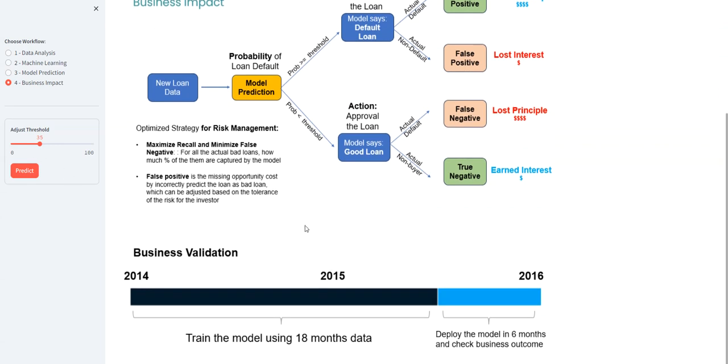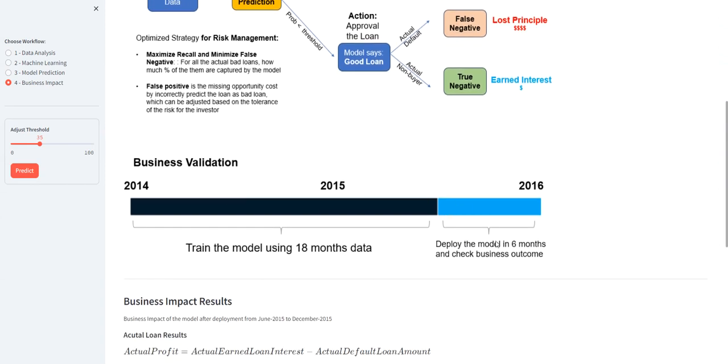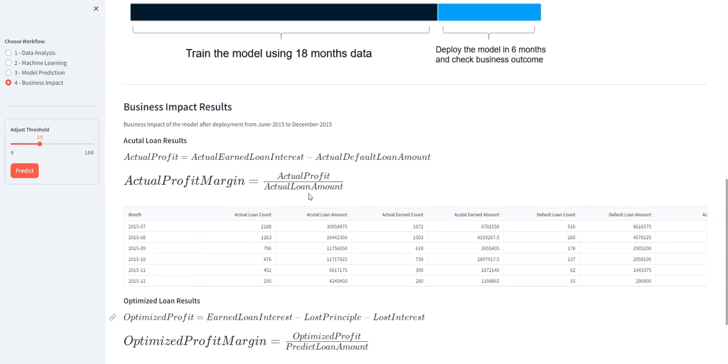If we give the model, so if we adjust the threshold, we can use the first 18 months to predict the loan default rate, and we're going to deploy the model for 6 months and check the business outcome, right? You can say the actual profit is what happened from June 2015 to December 2015. You have actual earned loan interest minus your actual default loan amount, which is your bad debt. That equals your actual profit for the bank.